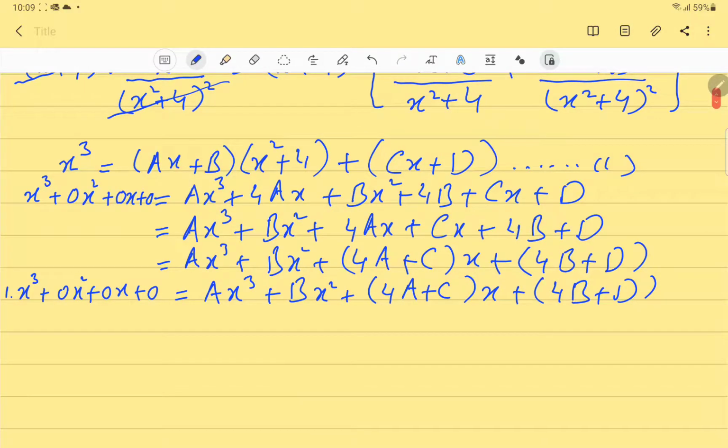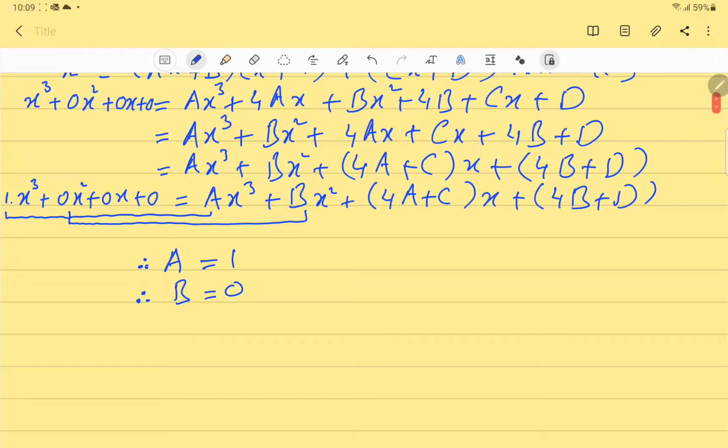Let us compare the coefficients of x cubed first. Here a is the coefficient of x cubed on the right side, and 1 is the coefficient of x cubed on the left side. So when we compare it, we get a is equal to 1. After that, we will compare the coefficients of x squared. Here we can see that b is equal to 0.